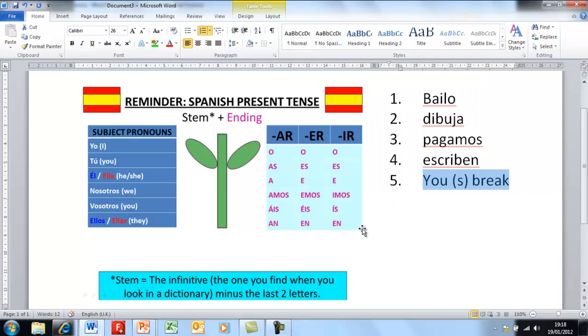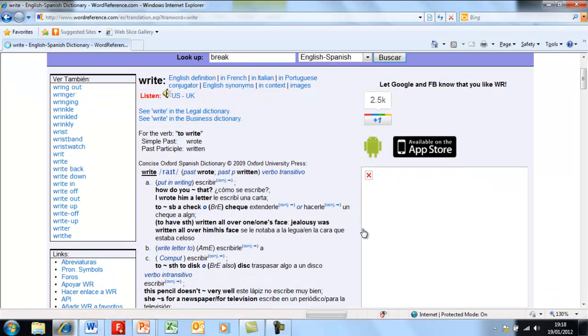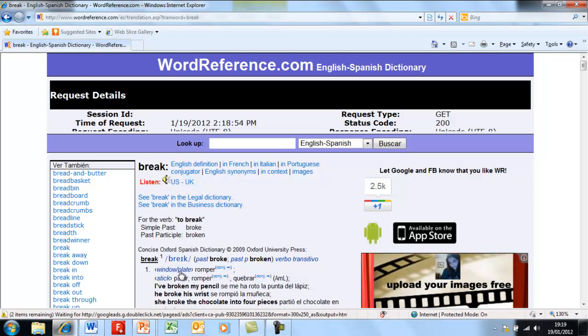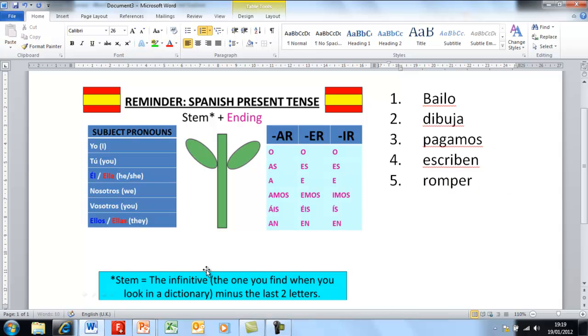Finally, you break. So let's look up break. Now, because we're going to use this one here, a window or a plate, romper. So we type romper. Now, as it was you singular, remember the first three are all singular and the last three are all plural. So we need the tu form. And as we see for ER, the ending is ES, rompes.